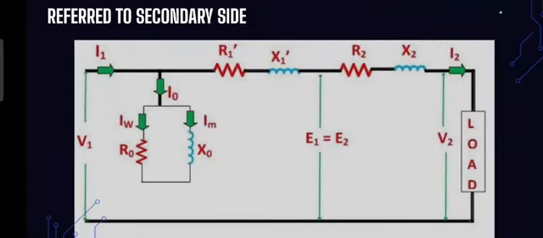This is transformer equivalent circuit referred to the secondary side. Here, R2 and X2 are kept same, while R1 and X1 are referred to the secondary side as R1 dash, which is R1 into A square, and X1 dash, which is X1 into A square.